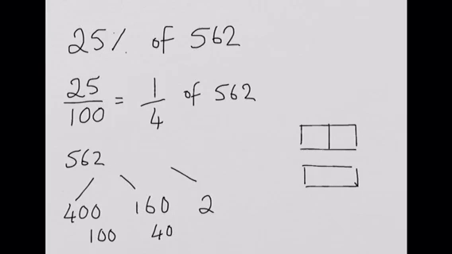And 1/4 of 2, so if you take 2 wholes and you divide those into quarters, one quarter would be that and that. So those would make a half, because 2 quarters makes 1/2. So that would be 0.5. So the answer would be 140.5. Okay, and that's easier than dividing by 100 and then multiplying by 25.